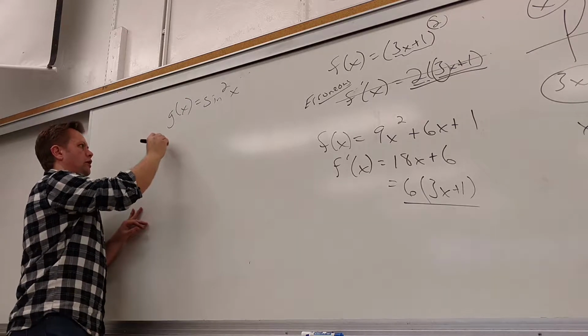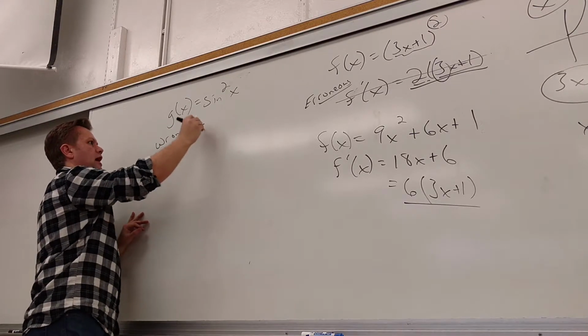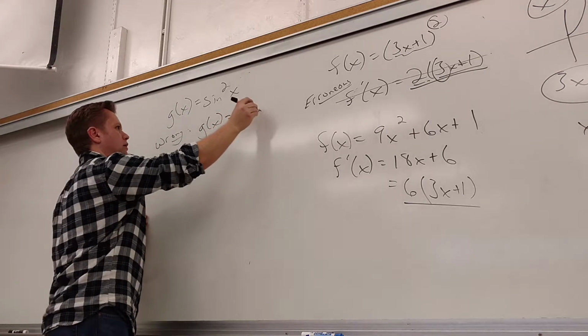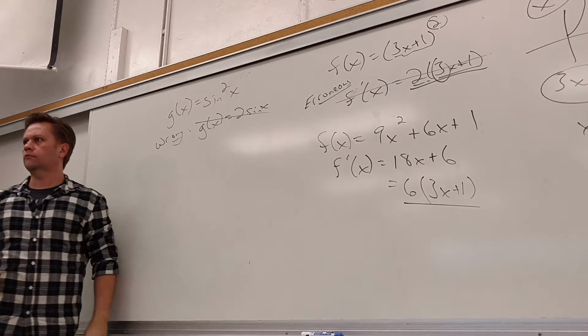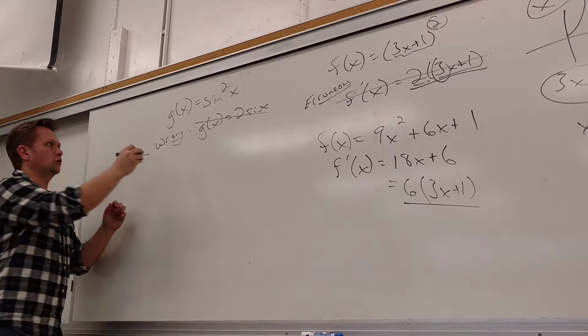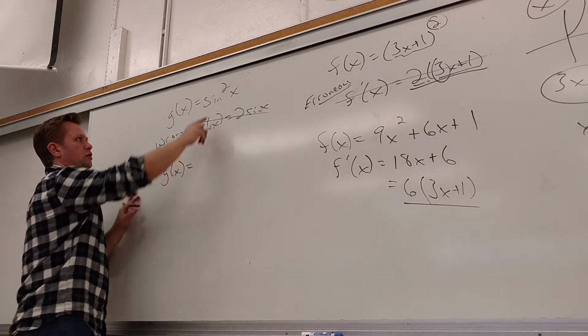So the wrong way to think about this is that it's going to act just like x squared, and the 2 is going to come down. That's the wrong way. That's not going to be the way it works. So what's the right way? Well, let's do it the only way we can.